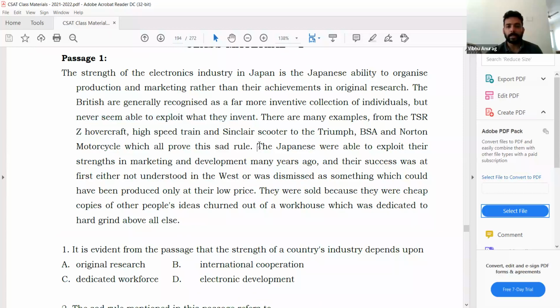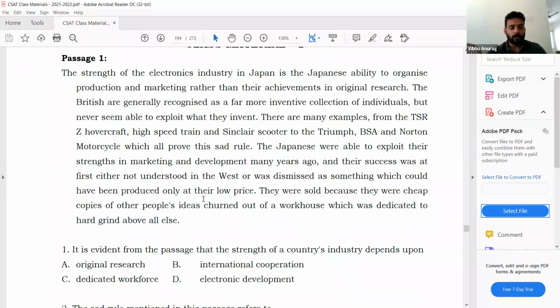It is written further that the Japanese were able to exploit their strengths in marketing and development many years ago. And their success was at first either not understood in the West or was dismissed as something which could have been produced only at their low price. Okay, so the Japanese have been able to take advantage of their strength in marketing and development. They've been doing it for many years. Their success was either not understood in the West, or the Westerners thought that it is something that could be done only at their low price. That's what they thought. They were sold because they were cheap copies of other people's ideas, churned out of a workhouse which was dedicated to hard grind above all else.